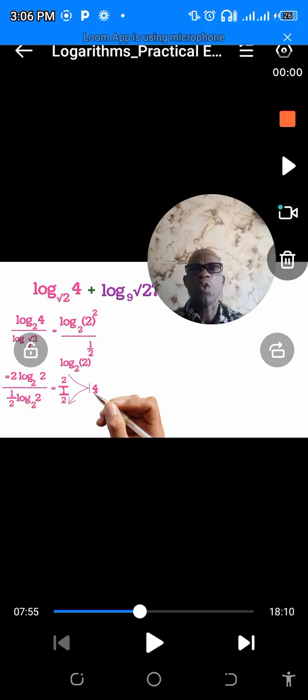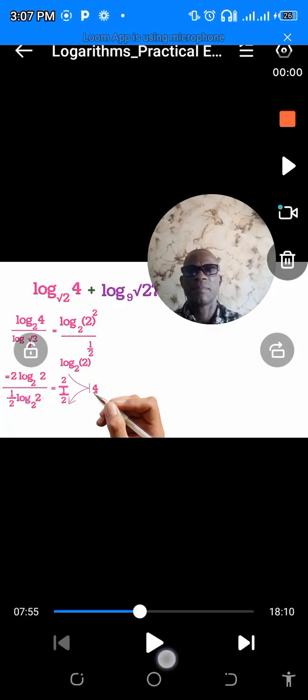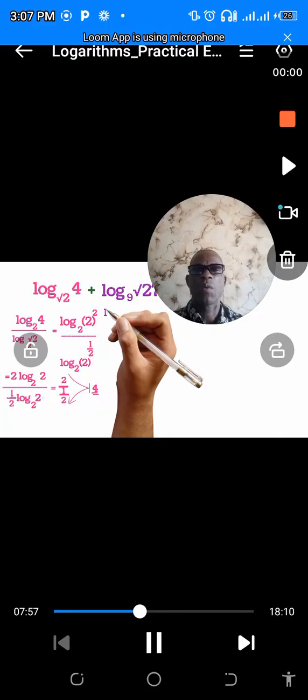Yes, 2 over 1 over 2 is the same as 4. That is 2 divided by 1 over 2. And when fractions divide each other, you invert the other one and multiply. It becomes 2 multiplied by 2 over 1. 2 times 2 is 4. 4 over 1 is 4. That's how we arrive at the 4.